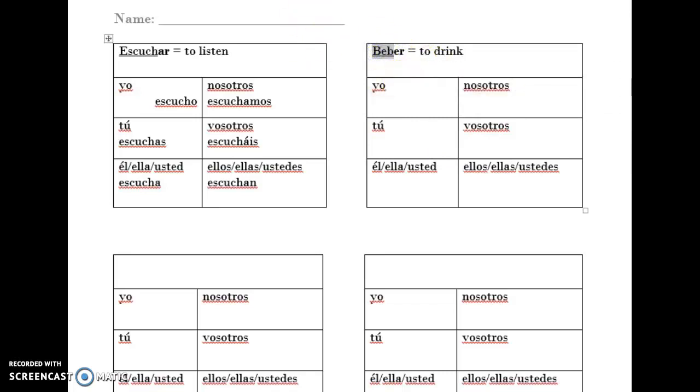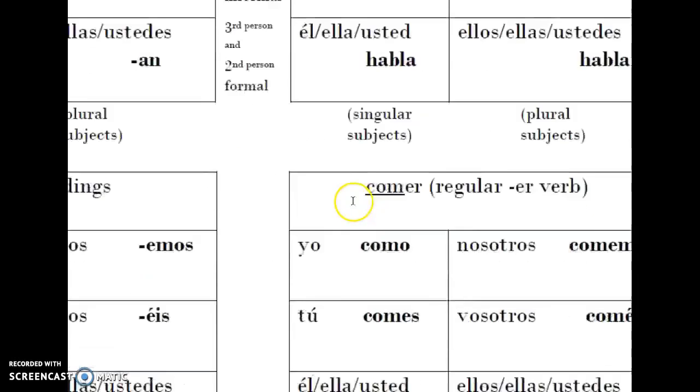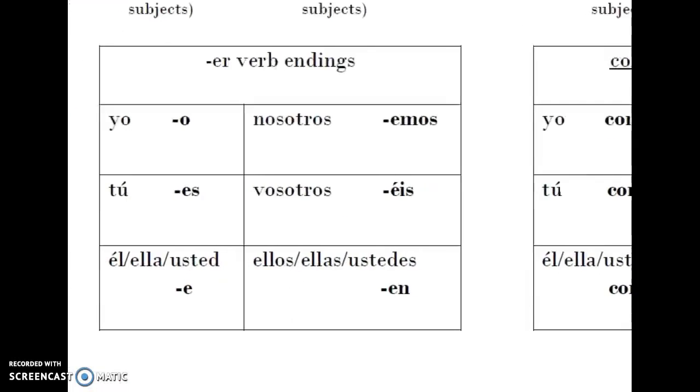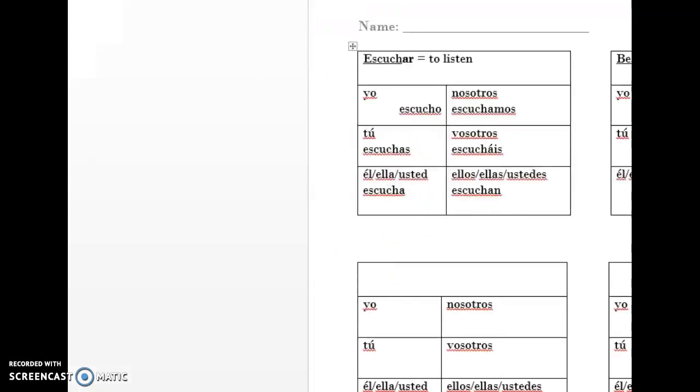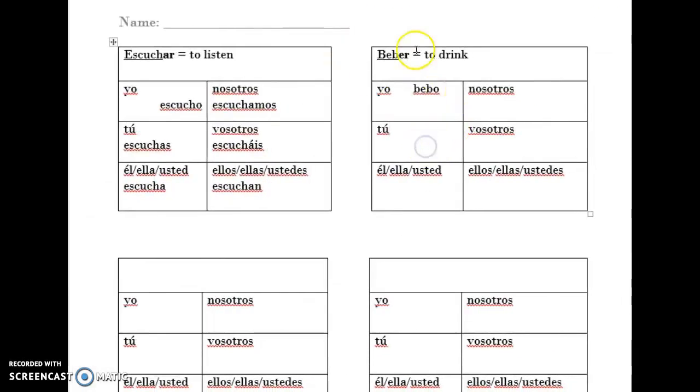Our stem is BEB, so our conjugations then will be, I'm going to start with the BEB. The yo ending for ER verbs is O. I'll switch back over so you can see that. Here are our endings for ER verbs: o, es, e, emos, éis, en. So as we conjugate it, I'm going to follow that pattern. So bebes, él, ella, usted, bebe, because our ending is e.